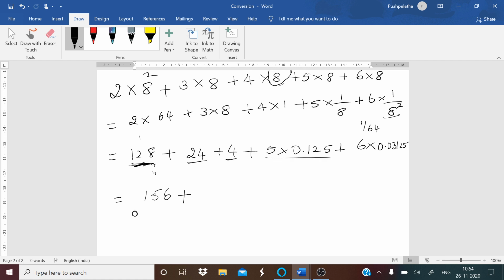Plus, now multiply these two. What is 5 into 0.125? That is 0.625. Plus 6 into 0.03125 becomes 0.1875. So if you add this to your 0.625, what do you get? 0.8125.